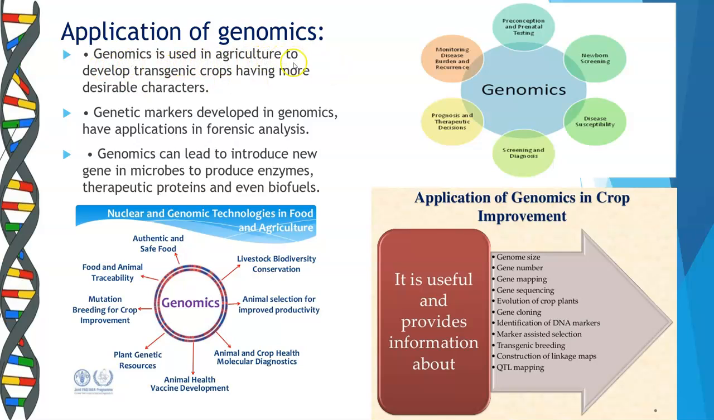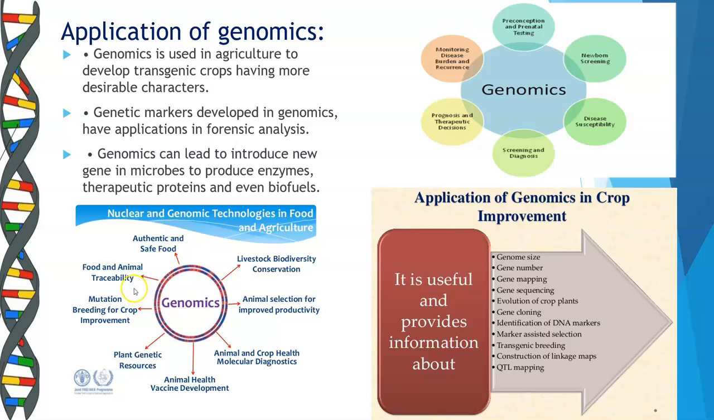Genomics is used in agriculture to develop transgenic crops having more desirable characters. Genetic markers developed in genomics have applications in forensic analysis. Genomics can lead to introduce new genes in microbes to produce enzymes, therapeutic proteins, and even biofuels. Have a look at this chart here. Genomics and its applications in livestock biodiversity, in plant genetic resources, animal health and vaccine development, mutation breedings for crop improvement.